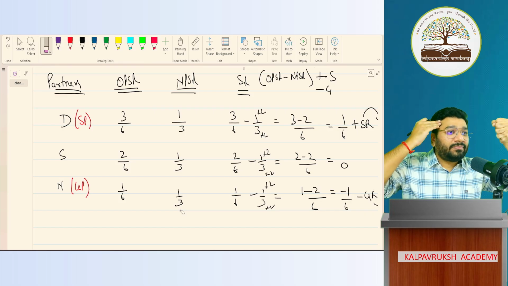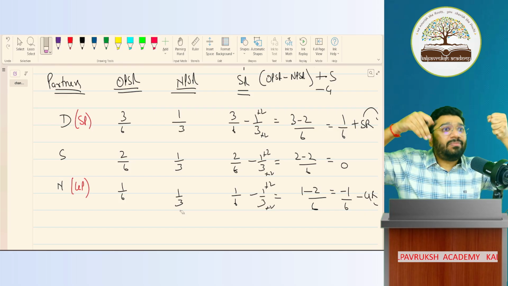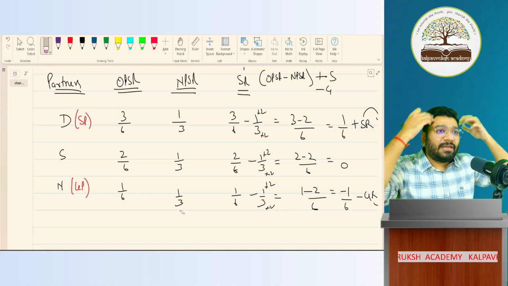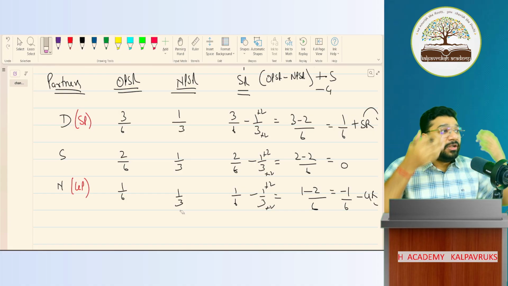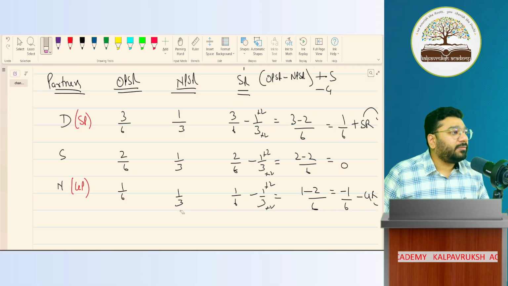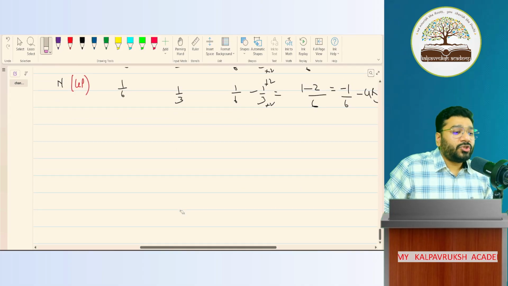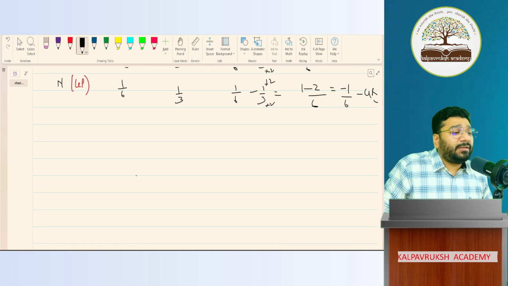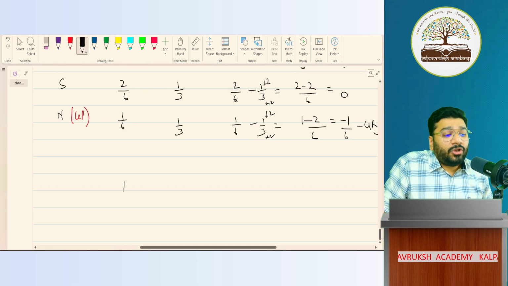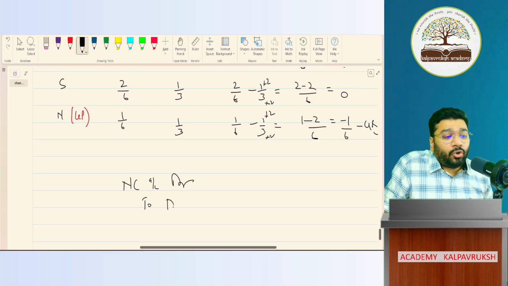I'll create a liability. To collect also, I'll forget. To give also, I'll forget. To collect, debit. To give, credit. Clear or not clear? So the gaining partner's capital account is debited to the sacrificing partner. Who is the gaining partner? Nobita. So Nobita's capital account debit to Doraemon's capital account.